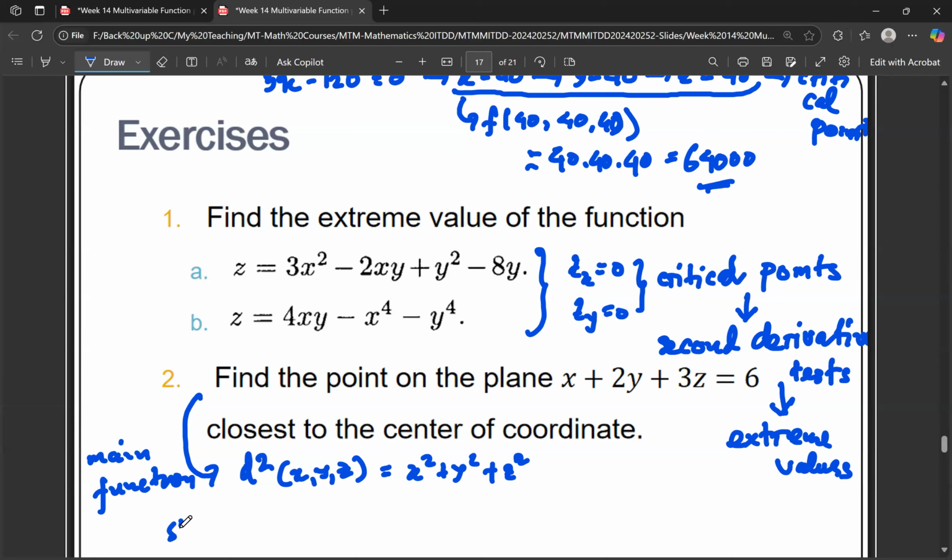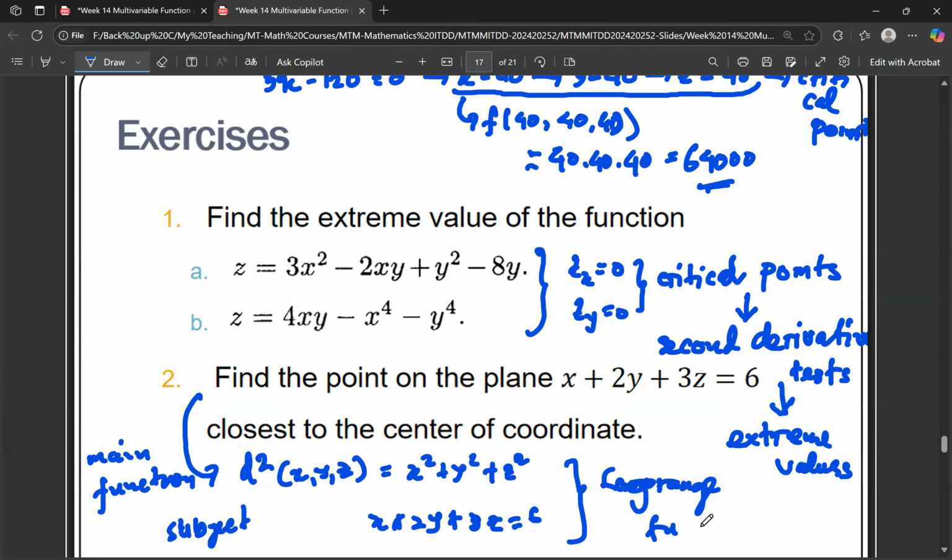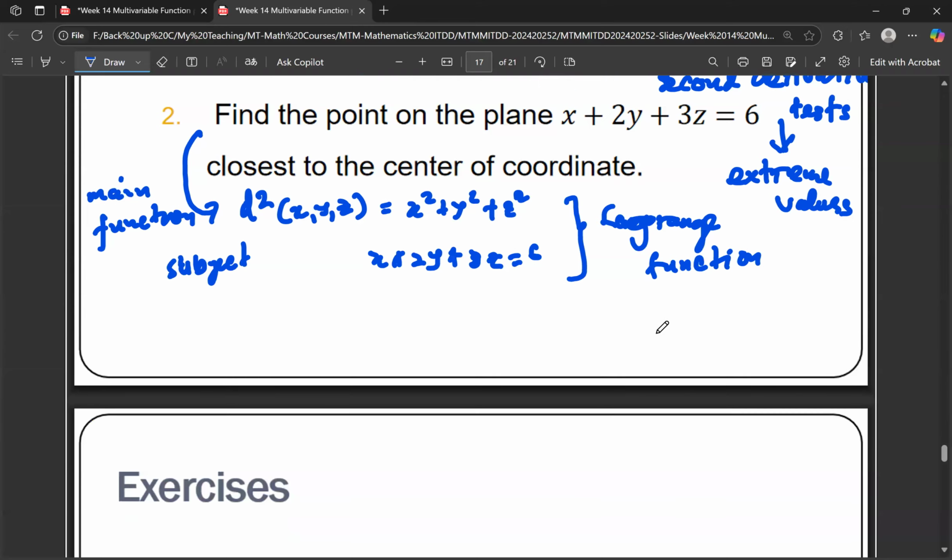The subject or constraint is x plus 2y plus 3z is equal to 6. And you can use the Lagrange function here to solve this problem. Okay.